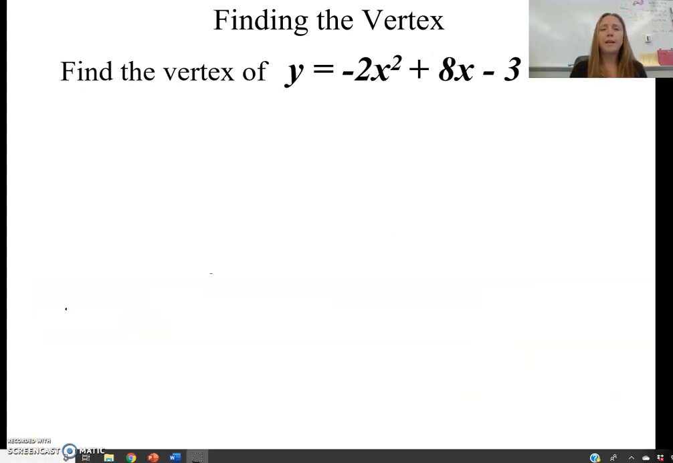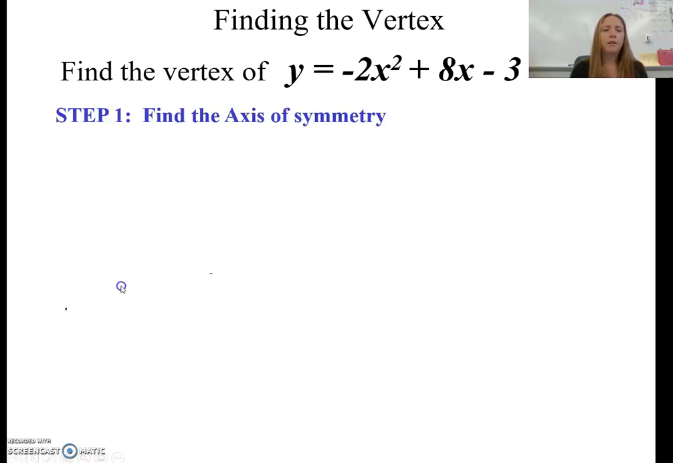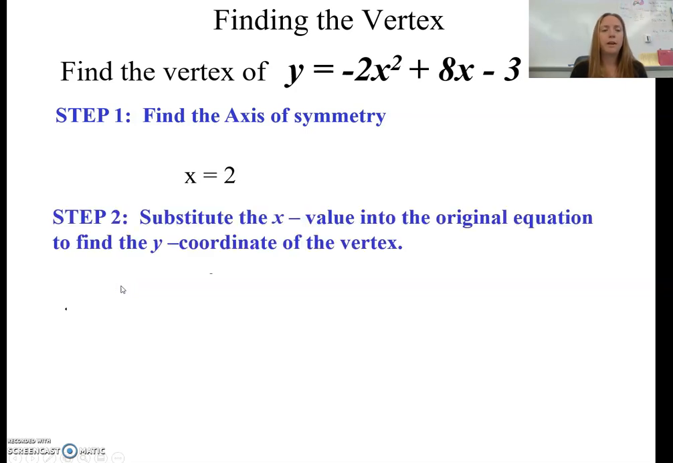Okay, we're just continuing now, I'm just doing it on a different slide. So we have gone through and found the axis of symmetry, x equals positive 2. The next thing we're going to do is take that value, x equals 2, and substitute it back into the original equation, and that's going to give us the y-coordinate.